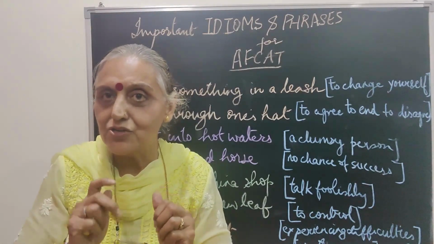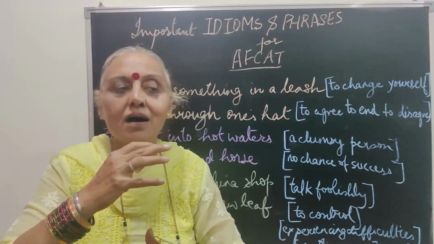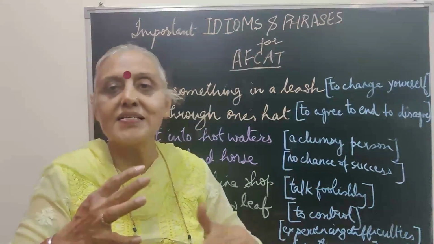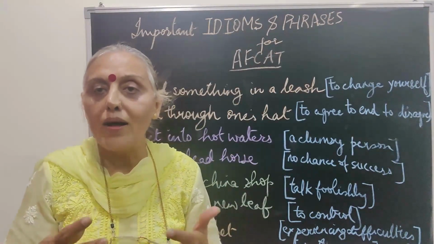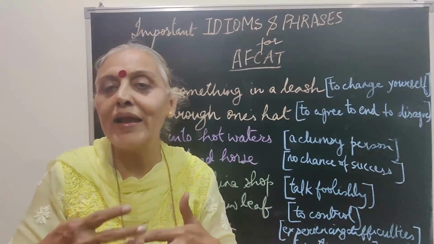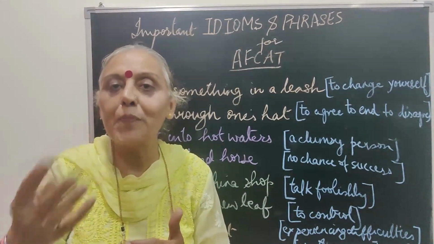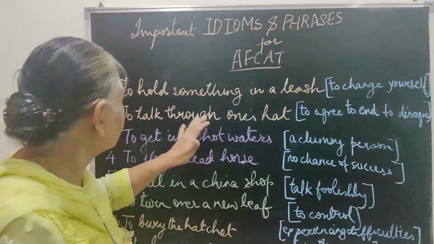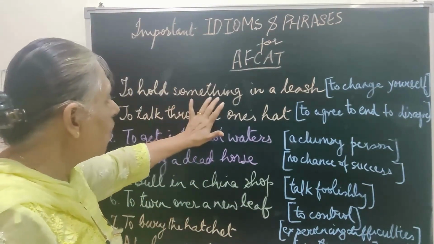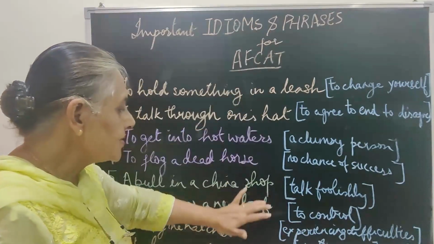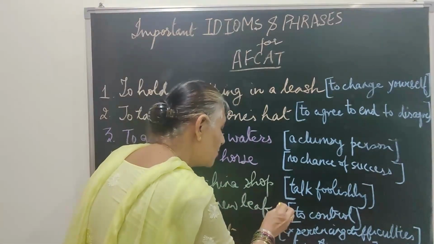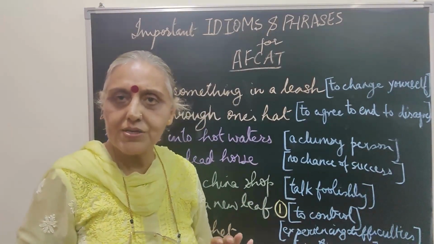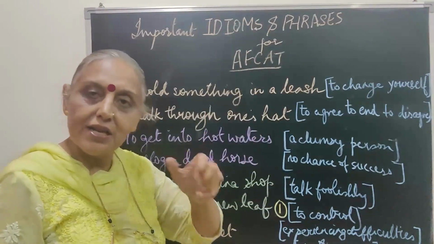Are you getting it? So try to make these idioms and phrases, not proverbs but idioms and phrases, in sentences of your own. Once you make a sentence, you will be able to relate it better. And then you will be able to pick up the right answer with more accuracy. Okay. So, to hold something in a leash is here. Let us put number 1 here. To control. Have you got it? Have you understood? Leash is to control.